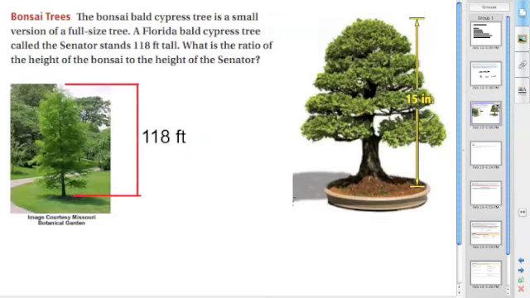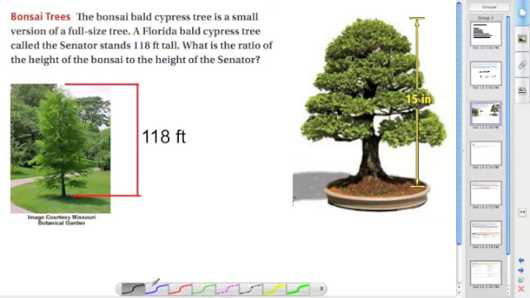Let's put it to use. Here we want to find the ratio of the bonsai to the senator. So when you're setting up ratios, you want to have same units. So it could be feet over feet, inches over inches, or you can convert all to the same units.